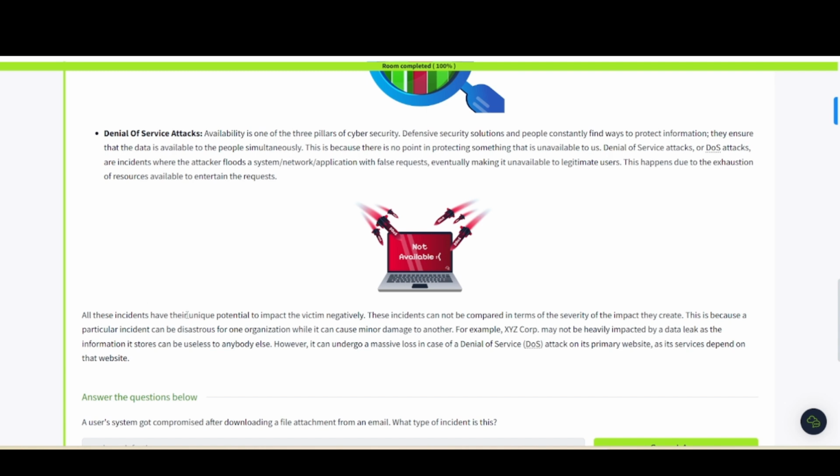All these incidents have their unique potential to impact the victims negatively. These incidents cannot be compared in terms of severity of the impact they create. This is because a particular incident can be disastrous for one organization while it can be minor damage to another. For example, XYZ Corp may not be heavily impacted by a data leak, as the information it stores can be useless to anybody else. However, it can undergo a massive loss in case of a denial of service attack on its primary website, as its services depend on that website.